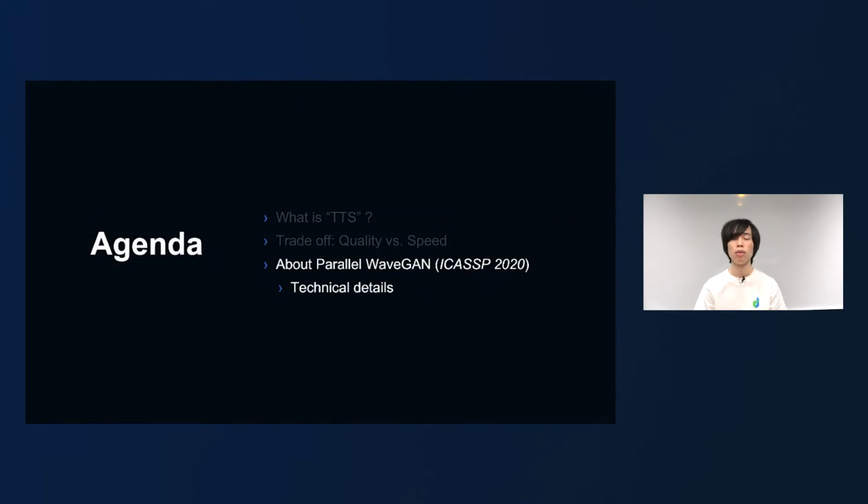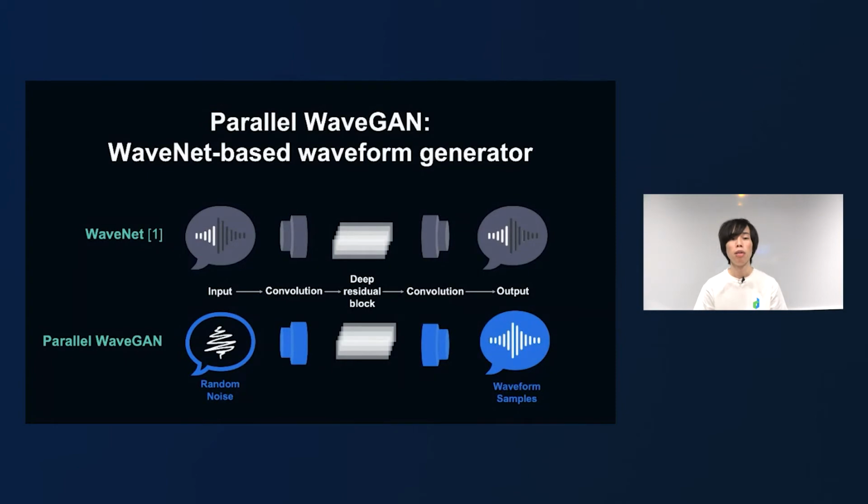Now, let me explain the technical details. First, I will explain the model structure of parallel WaveGAN. Here, the upper half shows the conventional WaveNet. The lower half shows the parallel WaveGAN. WaveNet's model consists of a deep convolutional neural network with 30 layers. By combining a deep neural network and a technique called dilated convolution, it is possible to capture long-term dependence in the time direction of speech waveforms.